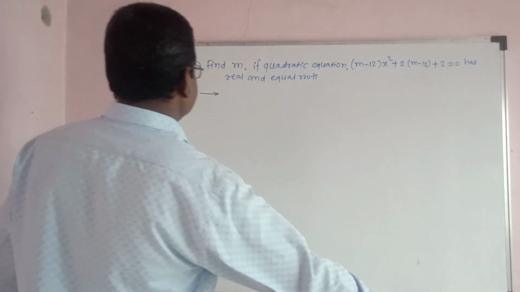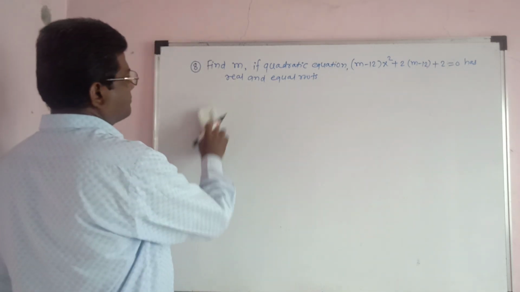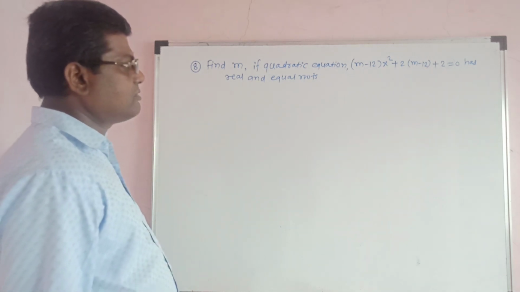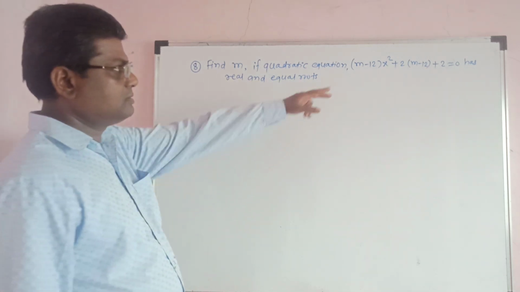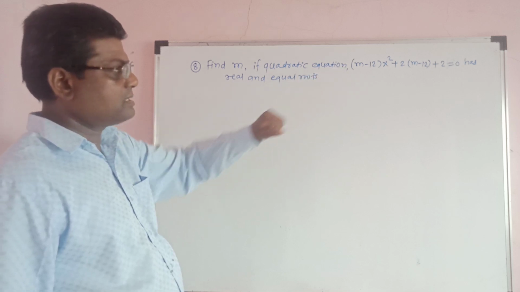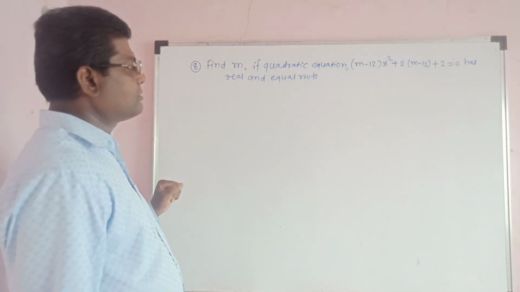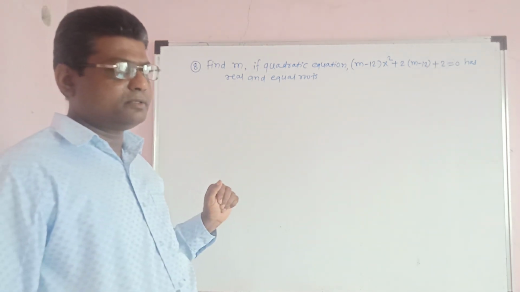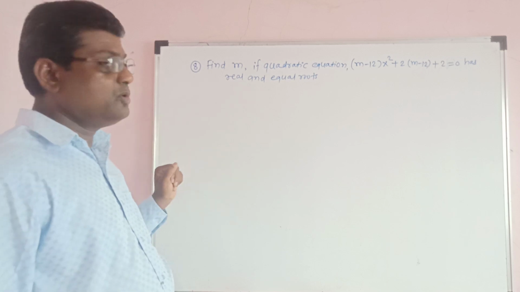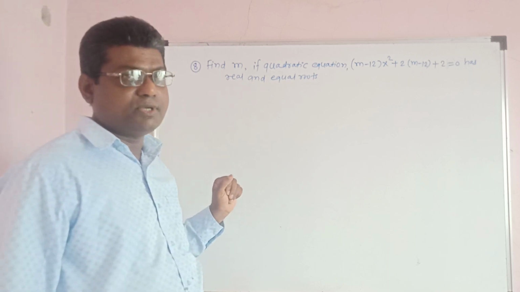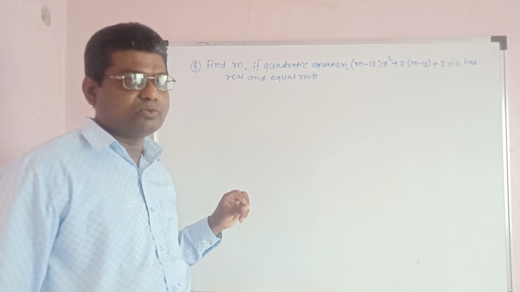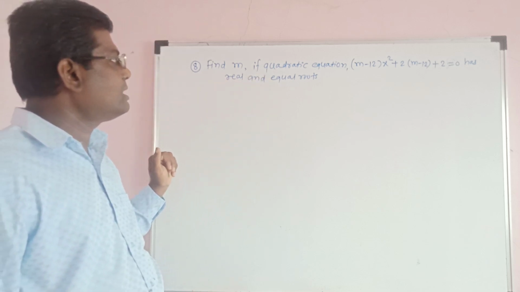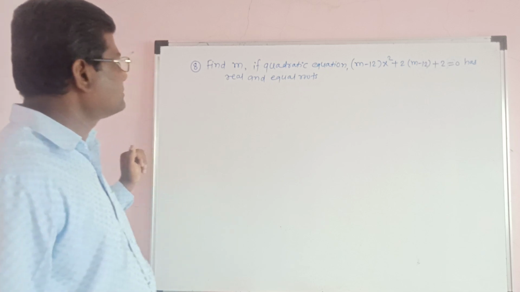Example number 8. Find m if the quadratic equation (m − 12)x² + 2(m − 12)x + 2 = 0 has real and equal roots. We know that if the value of the discriminant, that is b² − 4ac, is equal to 0, then the quadratic equation has equal and real roots.